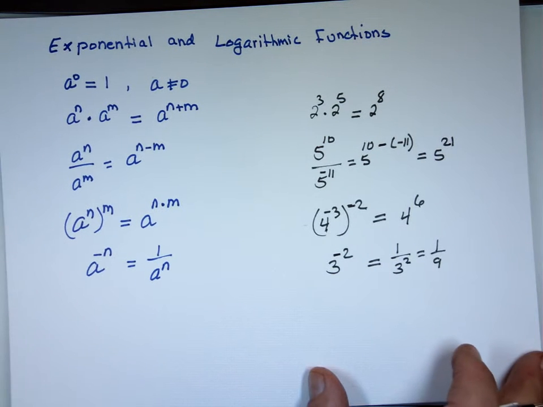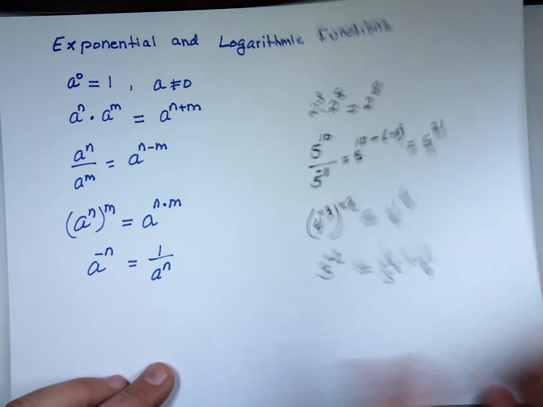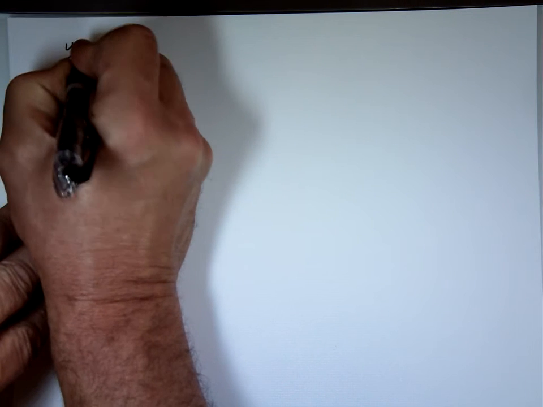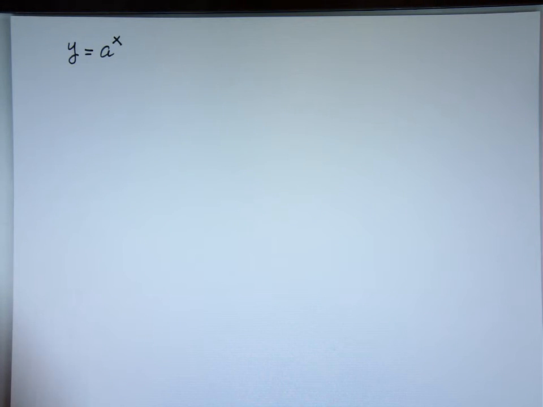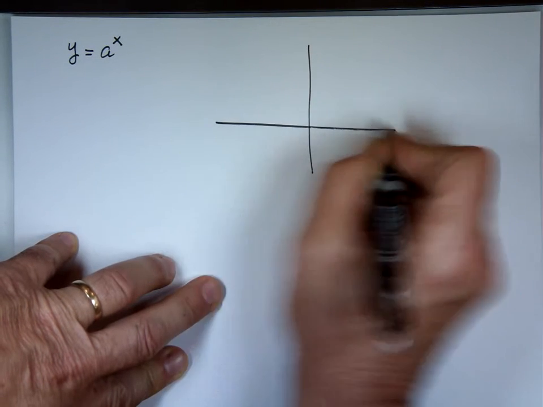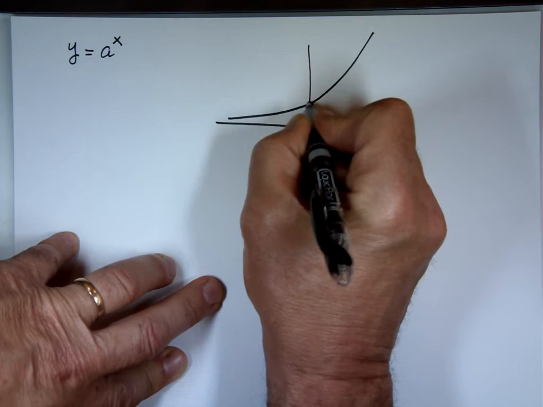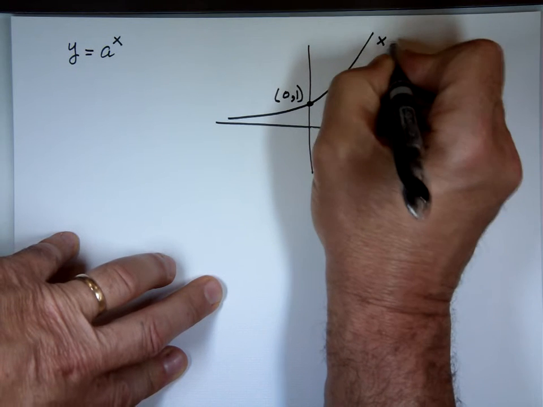Now, why are we interested in exponential functions? Well, exponential functions, if you graph them, actually have a unique shape. This is what an exponential function looks like. Y equals a to the x. And if x is positive and you graph it, all exponential functions will have that look. This is 0, 1. This is if x is positive.